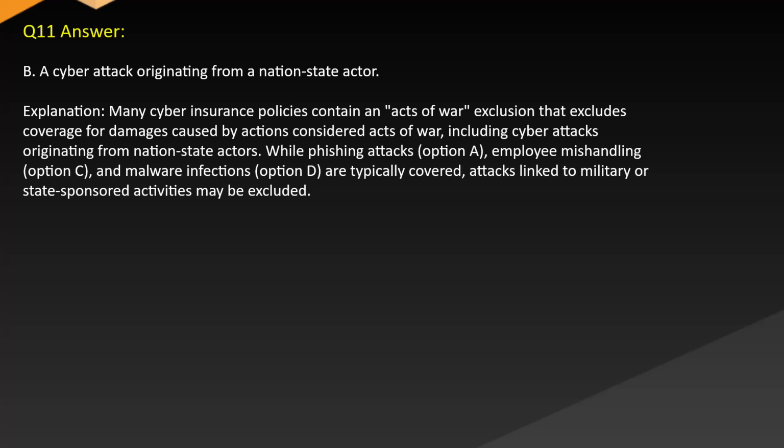Answer B. A cyber attack originating from a nation-state actor. Explanation. Many cyber insurance policies contain an acts of war exclusion that excludes coverage for damages caused by actions considered acts of war, including cyber attacks originating from nation-state actors. While phishing attacks, option A, employee mishandling, option C, and malware infections, option D, are typically covered, attacks linked to military or state-sponsored activities may be excluded.